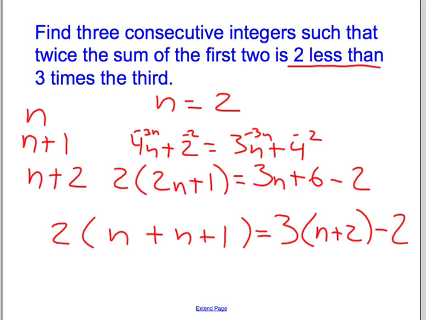Okay? So if n is equal to 2, then you have 3 and 4. So 2, 3, 4 are your consecutive integers such that twice the sum of the first two is 2 less than the third, or 3 times the third. Is 2, 3, 4 our whole answer? Do we have to put the n equals and all that stuff? 2, 3, 4 is your answer.